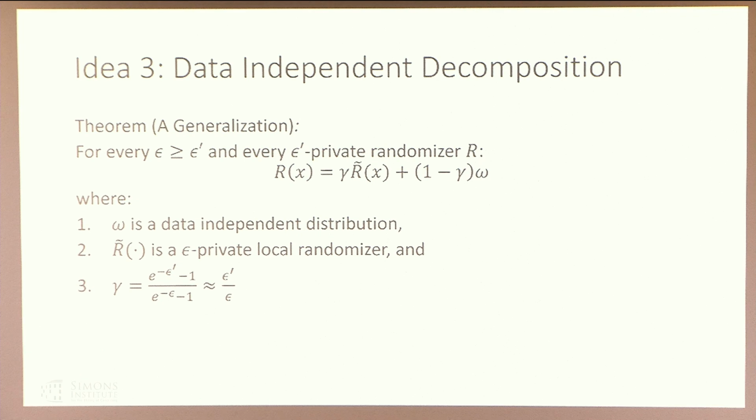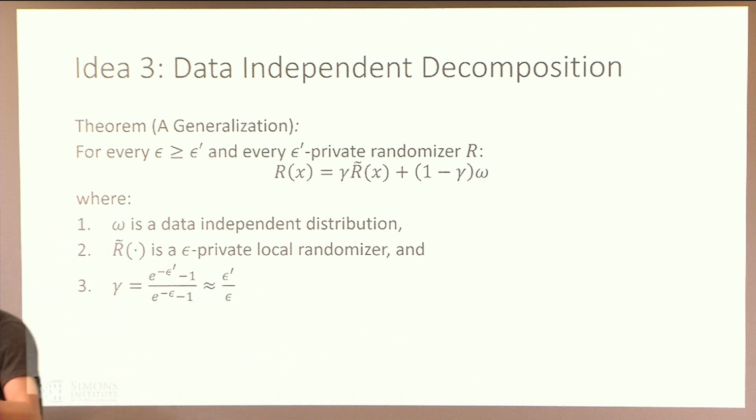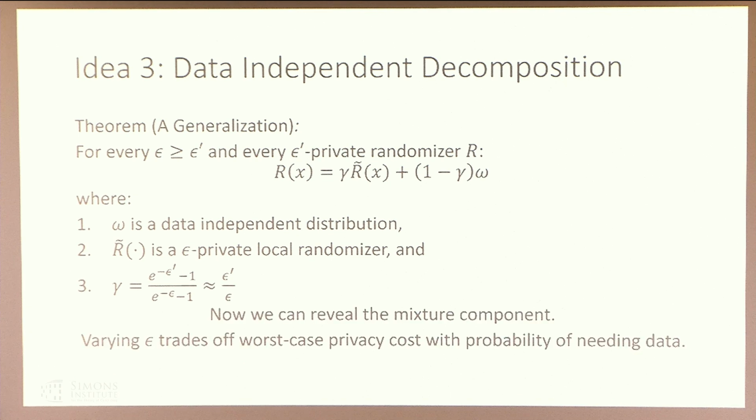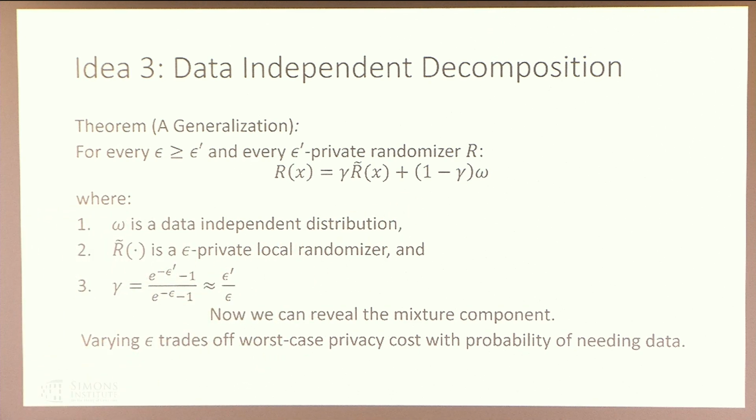So by making epsilon bigger, I can reduce the probability that I need to actually talk to a person in order to have them answer a question, but increase their privacy cost in the event that I need to talk to them. Now I get worse privacy, epsilon instead of epsilon prime, but I get some privacy guarantee even if I reveal publicly which mixture component I'm sampling from. And you can trade off the privacy cost with the probability of needing data.